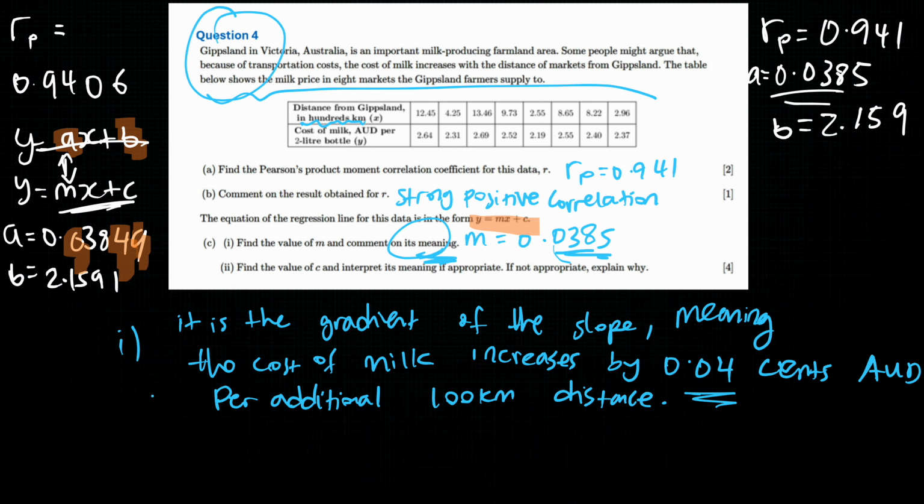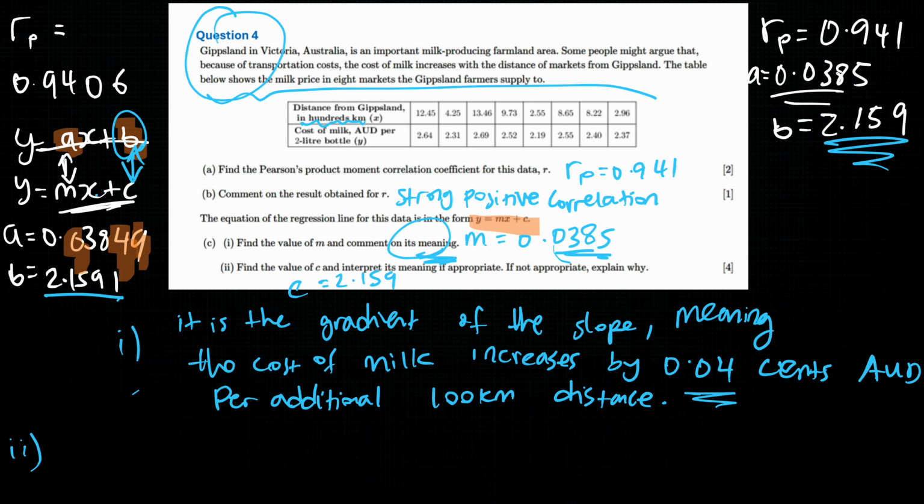So this was for I. So for I, find the value of C and interpret its meaning. The value of C, we already calculated that. That's the value of B, because V and C are interchangeable here, right? So that was 2.159, or to 3 significant figures, that would be 2.159. So C equals 2.159, and interpret its meaning if appropriate.